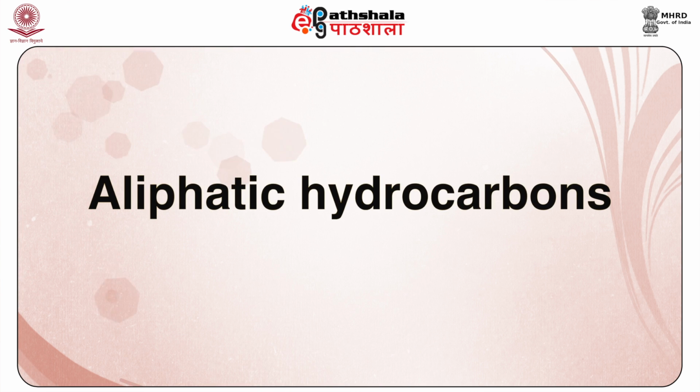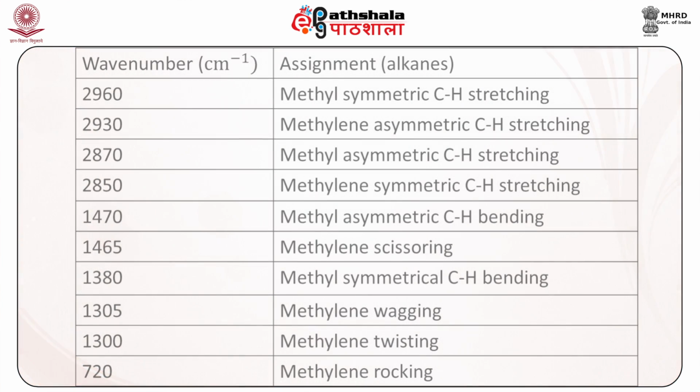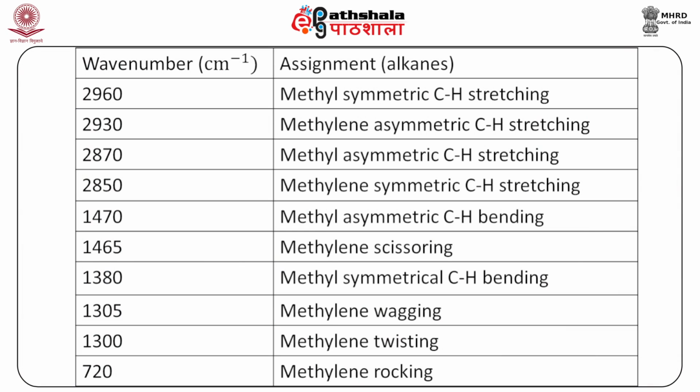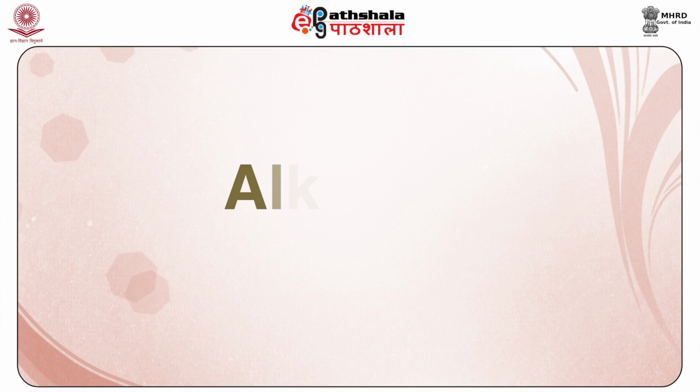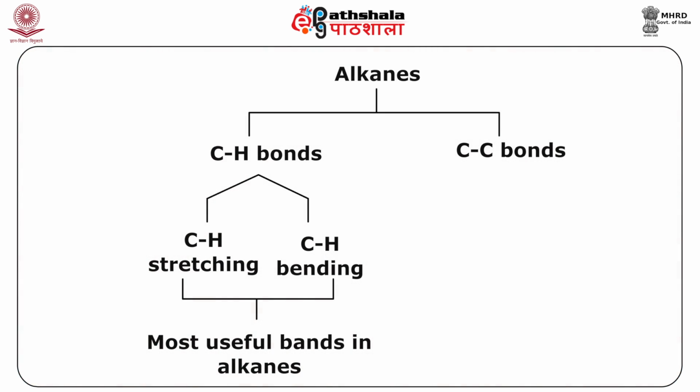Now, let us first take up aliphatic hydrocarbons. The stretching and bending vibrations of alkanes, alkenes, alkynes are described in the table. Now, as you can see, these values which are given for the symmetric, asymmetric stretching, wagging and twisting for various absorption bands in aliphatic hydrocarbons. Now, coming down to alkanes. In alkanes, only two types of bonds are present, that is the CH and the CC bonds. The most useful bands in alkanes are those arising from CH stretching and CH bending.